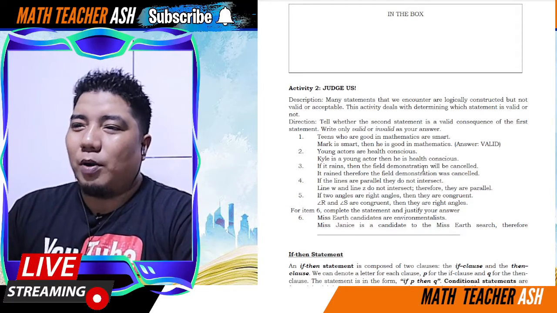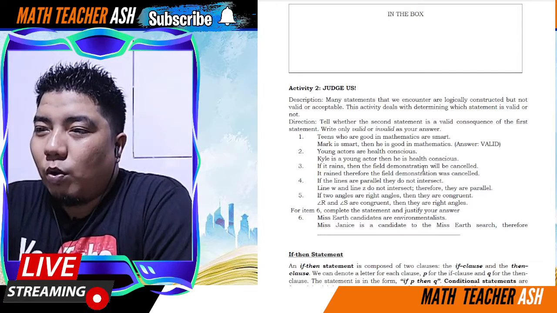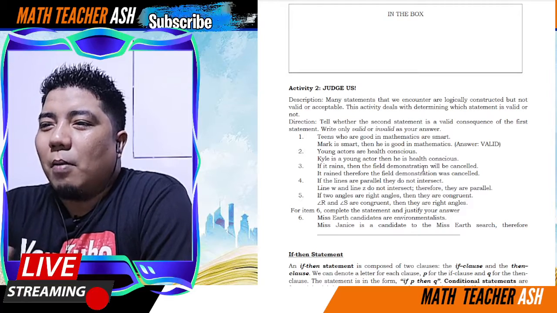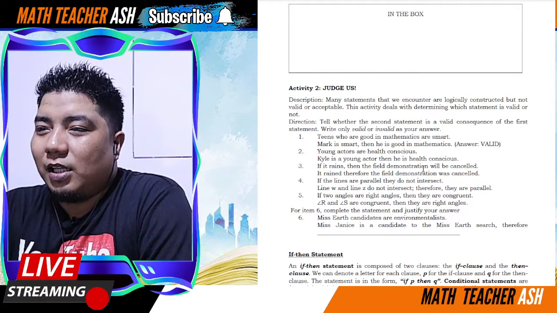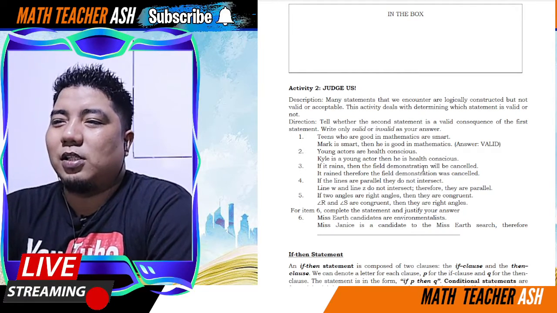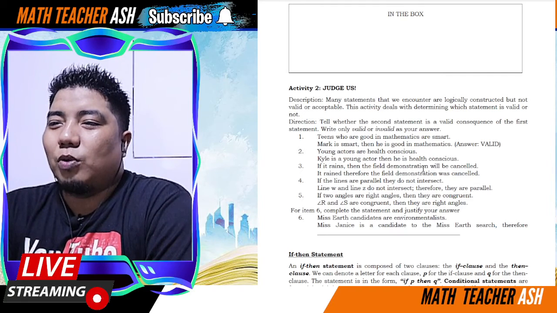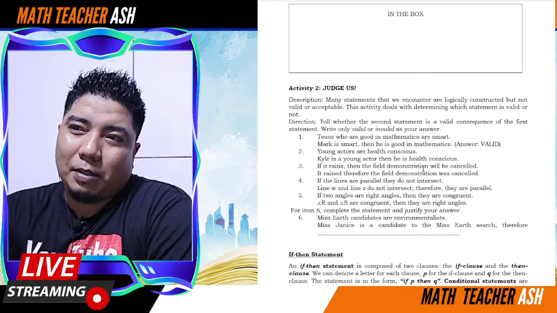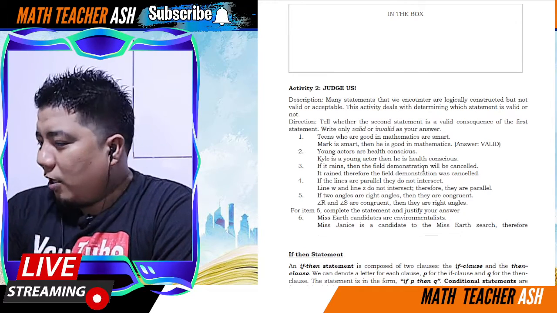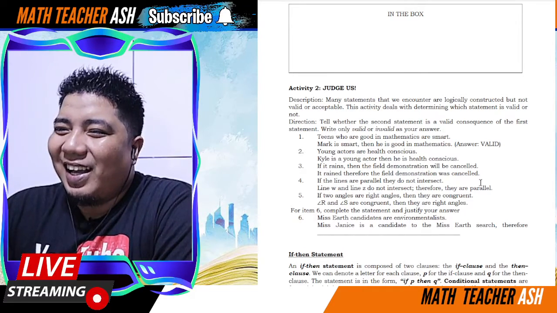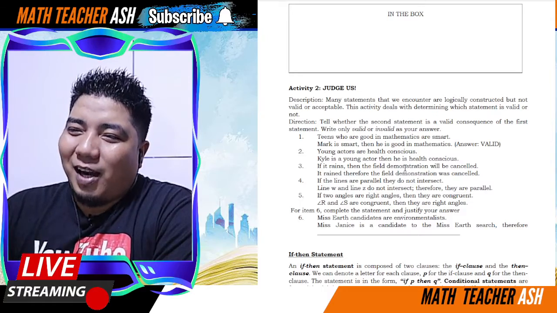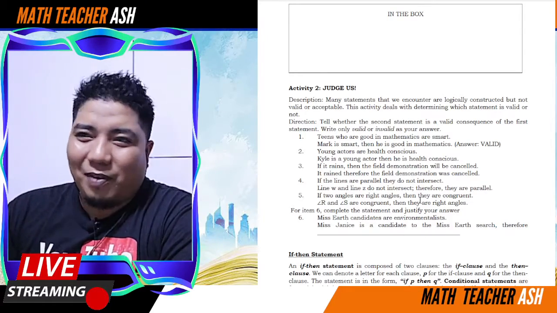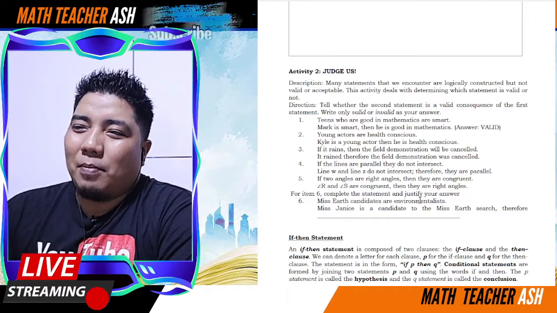Okay. So example, we have here, teens who are good in mathematics are smart. All right. Mark is smart, then he is good in mathematics. So answer daw dyan ay valid. So, teens who are good in mathematics are smart. So, kung ikaw daw ay magaling sa mathematics, ikaw ay matalino. Alright. Now, kung si Mark ay matalino, then we can say na magaling din siya sa mathematics. Ganon, valid yun. Alright. Ito naman, number 2.